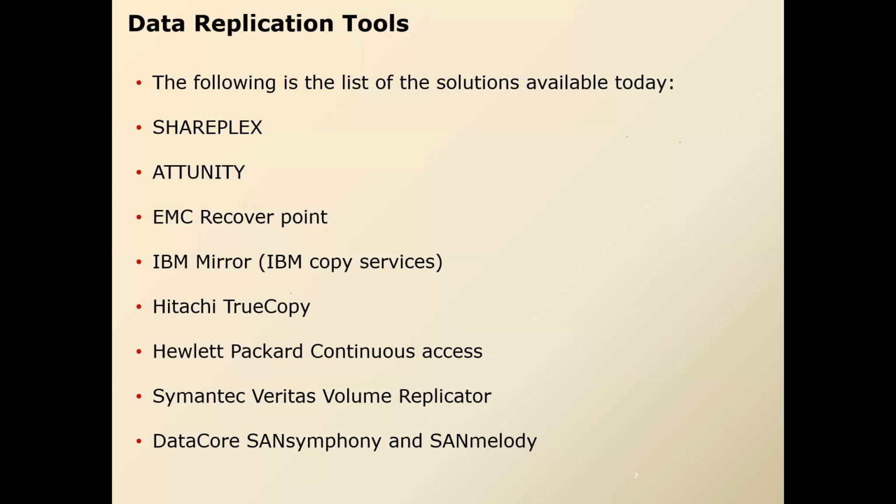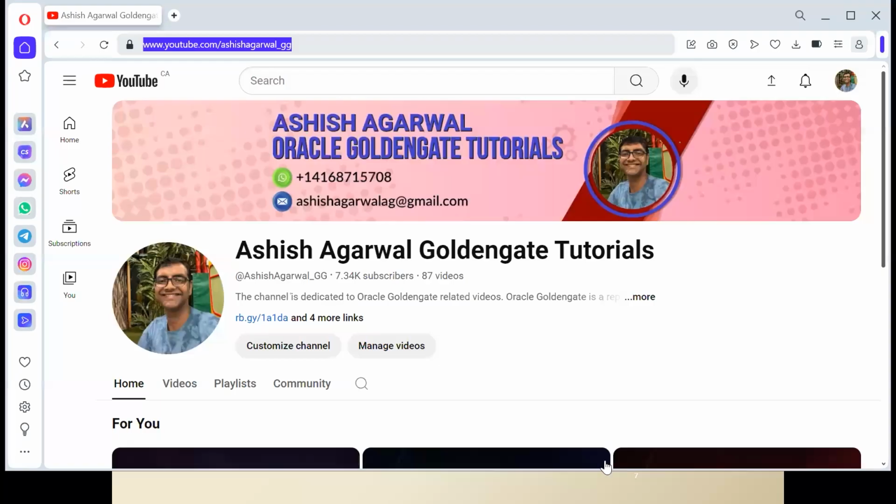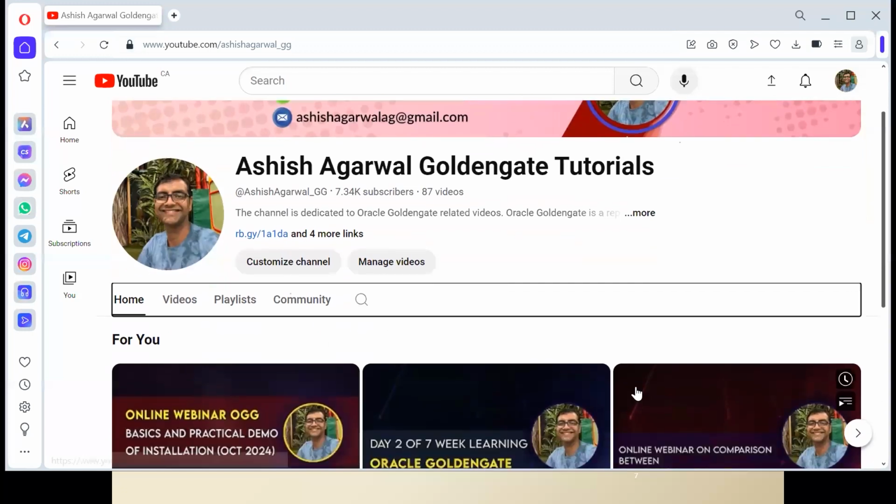One thing is, you have to consider Data Guard is free. Goldengate is licensed software and the license cost is really high. So there has to be some difference, and there are a lot of differences. In fact, if you go to my YouTube channel, there is one session which I did related to comparison between Golden Gate and Data Guard. You can find it.